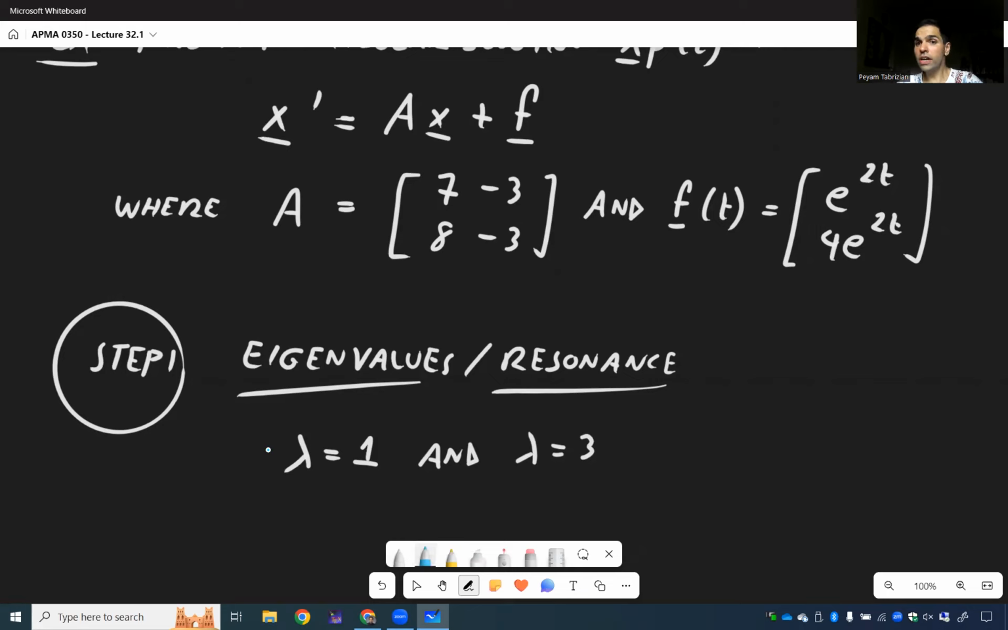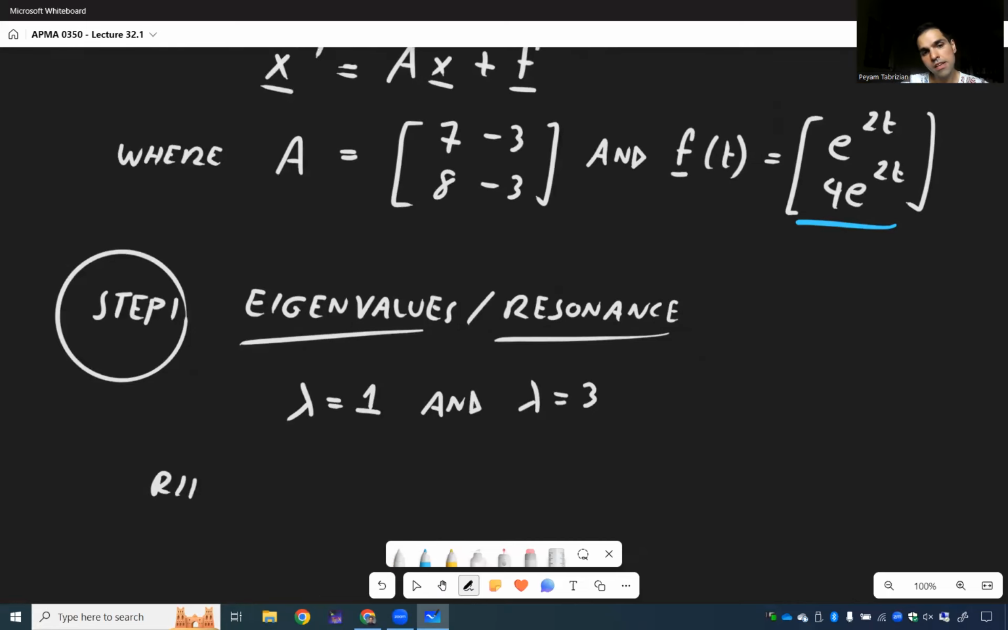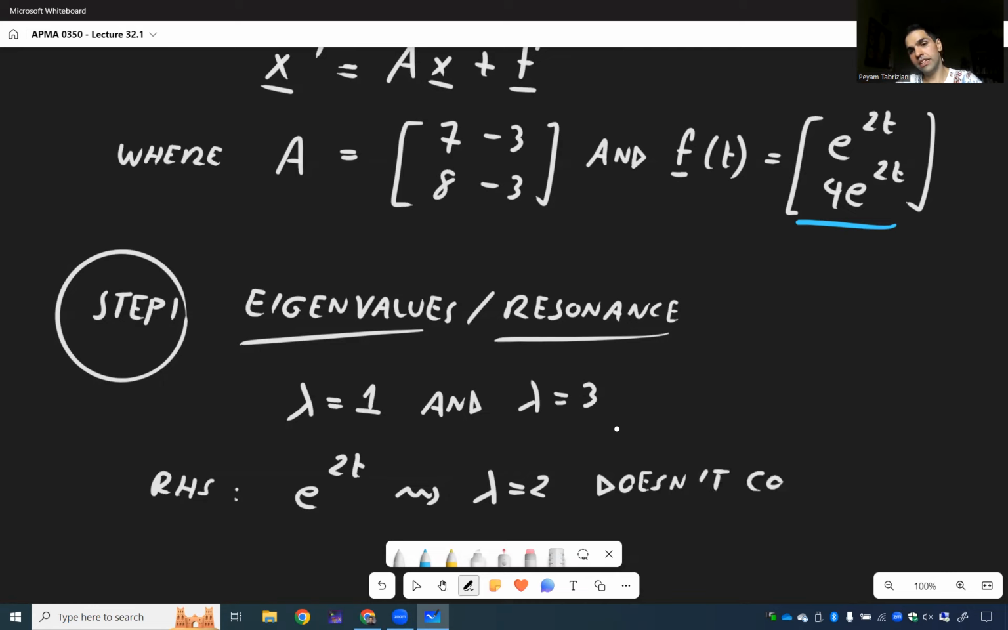On the other hand, look at the right side. The right side has e to the 2t. So the right-hand side has terms of the form e to the 2t, which would correspond to lambda equals 2. Notice this doesn't coincide with our eigenvalues, so there is no resonance. And in a future video, I'll show you what to do when you have resonance.